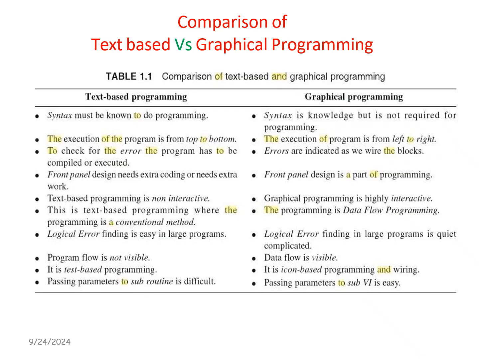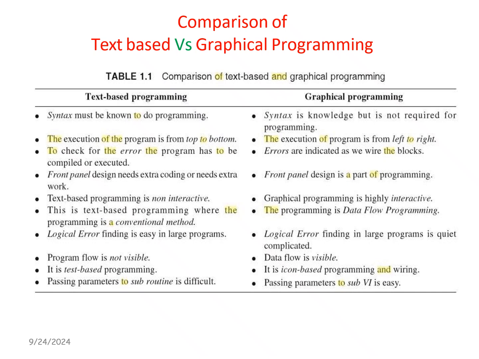So this is a comparison of text-based and graphical programming. In text-based programming, syntax must be known to do the programming. In graphical programming, syntax knowledge is helpful, but it's not required for the programming. In text-based programming, the execution of the program is from top to bottom, whereas in G programming, execution of the program is from left to right. In text-based programming, to check for errors, the program has to be compiled or executed. In G programming, errors are indicated as we wire the blocks.